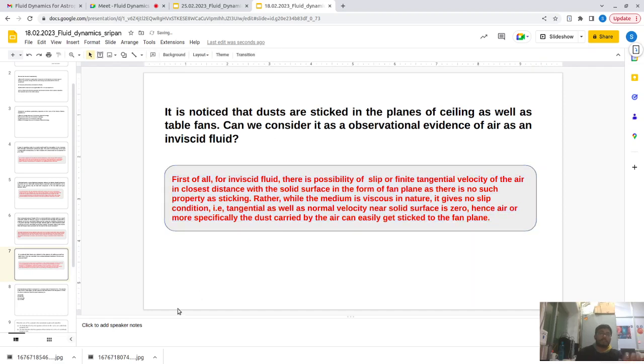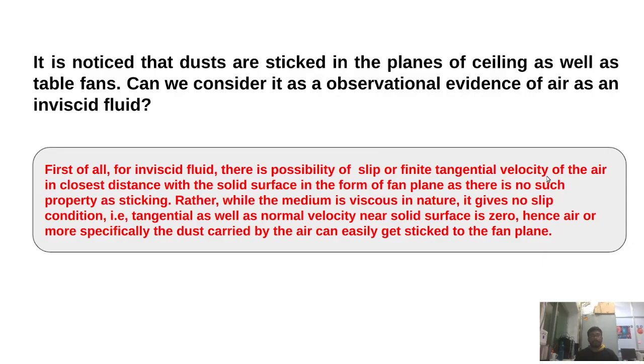Okay, so first of all, for an inviscid fluid there is the possibility of slip, or finite tangential velocity, of the air at the closest distance to the solid surface, in the form of the fan plane. Here in this question the solid surface is the fan plane, and there is no such property as sticking, correct? Now if there is no viscosity, there is the possibility of slip, so the air will just be slipping with some finite tangential velocity, right? It should not stick at the fan plane.